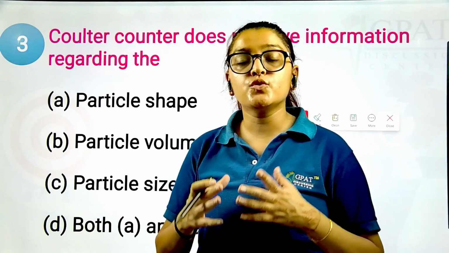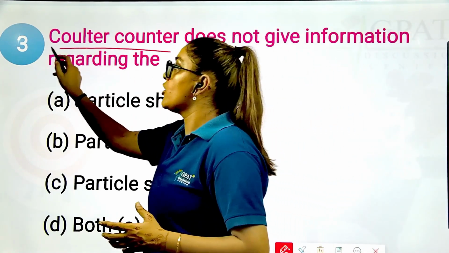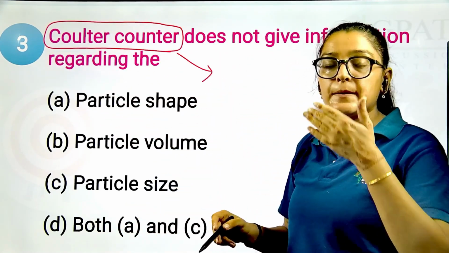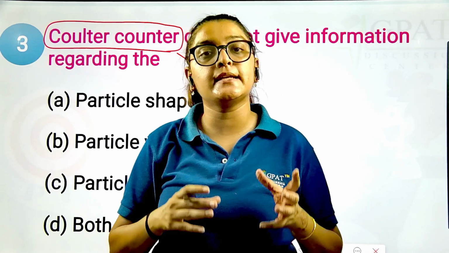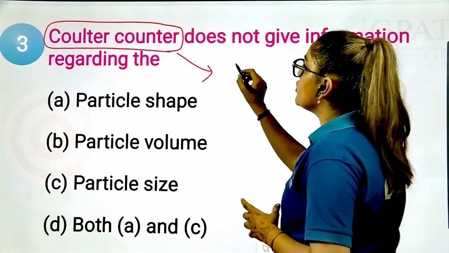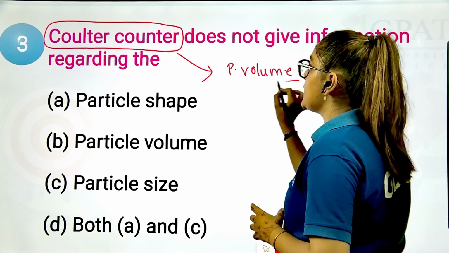So for those who do not know, the Coulter counter method is for the measurement of the particle volume. Particle size can be measured in multiple parameters. It can be particle intensity, number, size range, or even particle volume. So the Coulter counter method is used for the determination of particle volume.